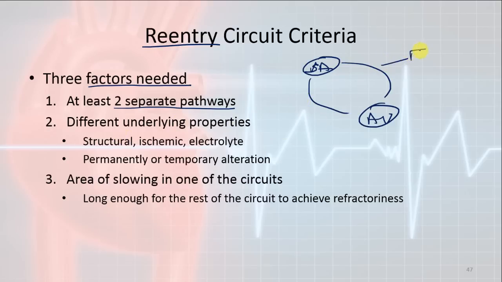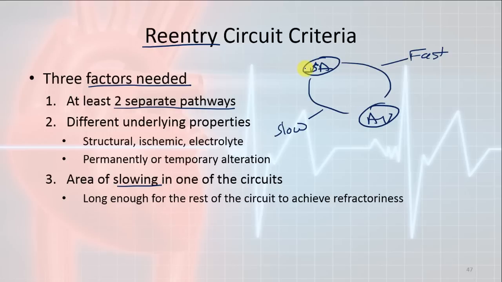They need to have different underlying properties. Well, if you remember, this right here is a fast track. This right here is a slow track. Why is it the fast and the slow? Because they have different underlying properties. This slow track here, does it allow for slowing? Yeah, that's why they call it the slow track. So do you meet all of the criteria to have a reentry circuit between the AV node and the SA node? Yes, you do.